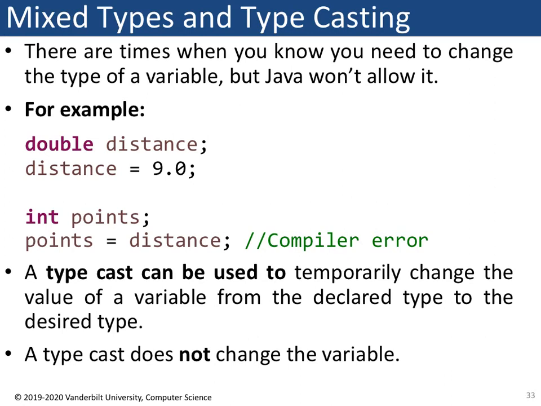So a typecast can be used to temporarily change the value of a variable from the declared type to the desired type. However, it's important to understand that typecasting does not change the underlying type of the variable. It's a temporary change to the value which is stored in the variable. It doesn't actually change the type of the variable itself.